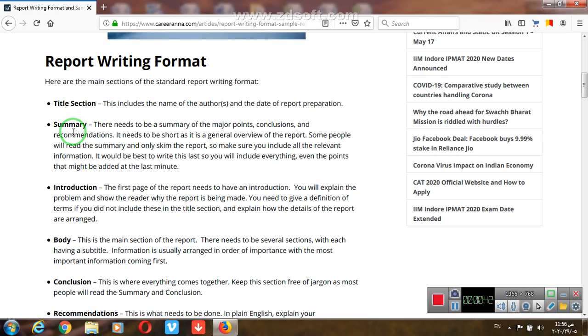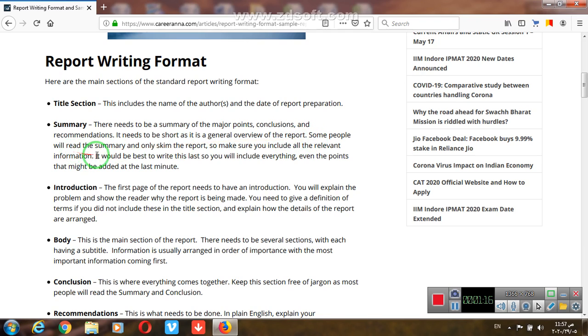Then remember to have a summary, and the summary is a general overview of your report, and this is extremely important. There needs to be a summary of the major points. Okay, you have to cover in a summary the major points of a report, conclusions, and any recommendations you have. It needs to be short as it is a general overview of the report. Since we say it's a summary, it needs to be a short overview of the report.